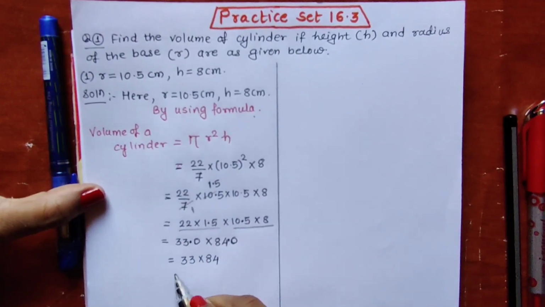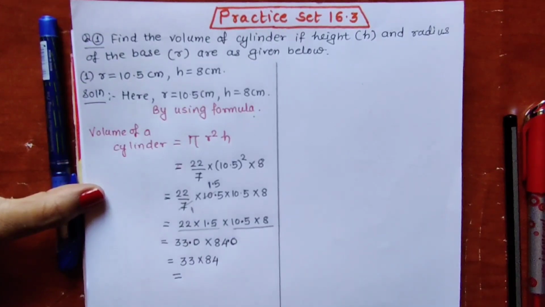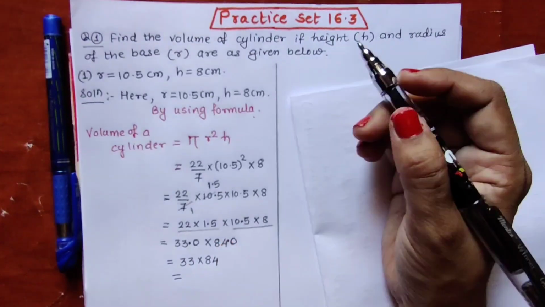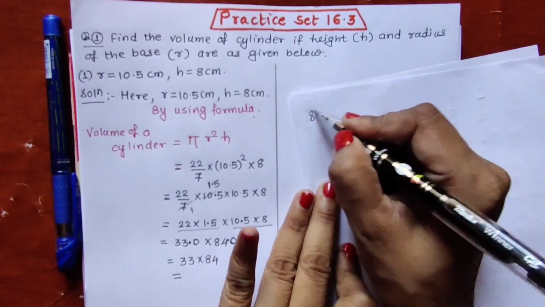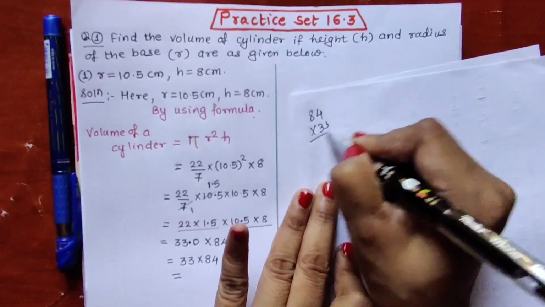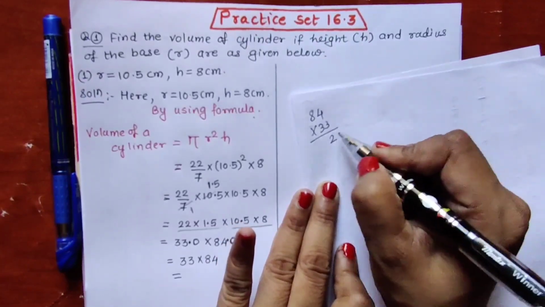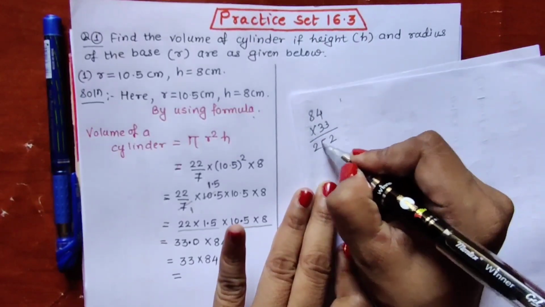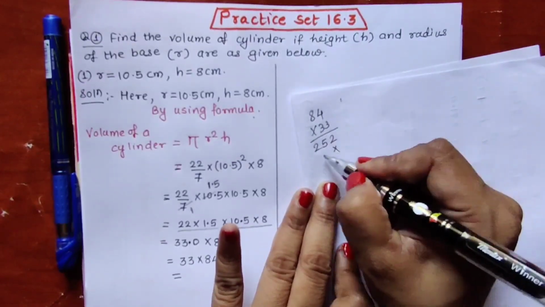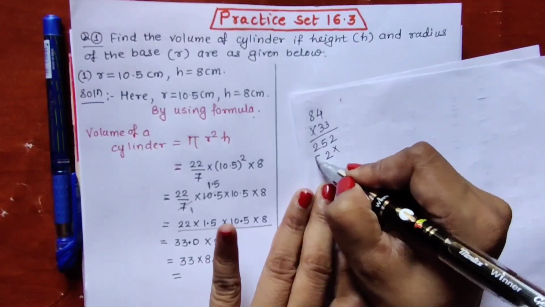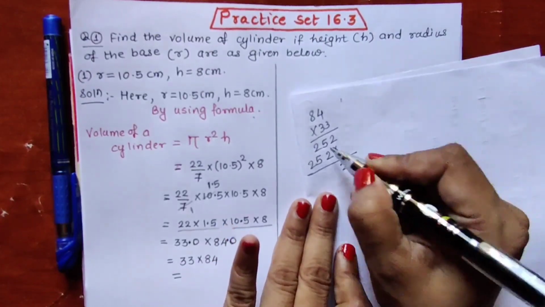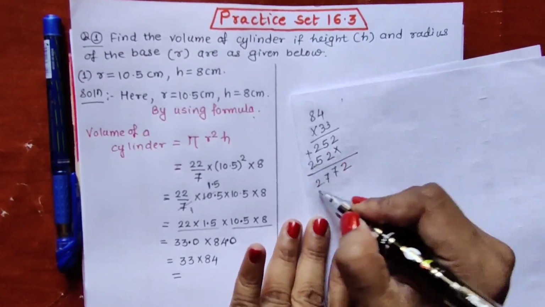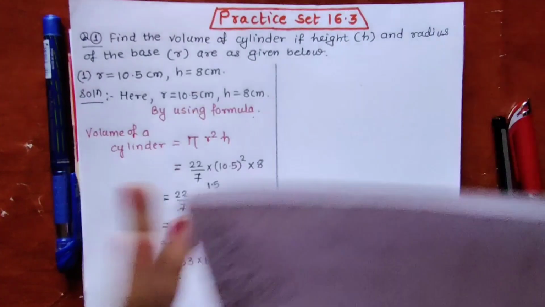Now this multiplication we will do on our rough page. So here I am doing 84 into 33. 3 4s are 12, 2 written, 1 carrying. 3 8s are 24, 24 plus 1 25. We have to multiply again by 3, so same numbers will come here, 2 5 2. Now add: 2, 5 plus 2 7, 5 plus 2 7, and this 2 as it is. Okay, so we are getting 2772.